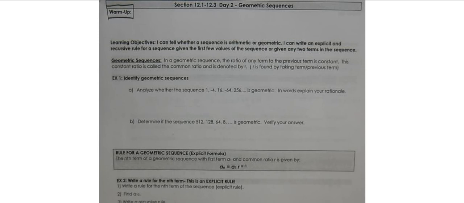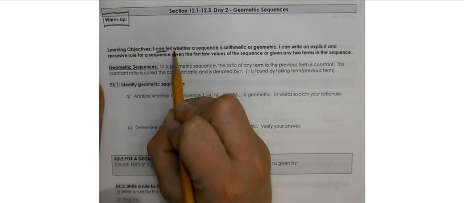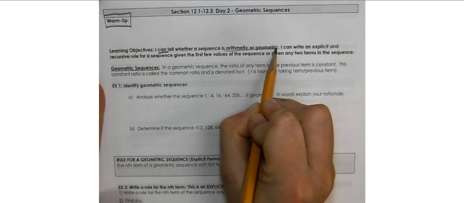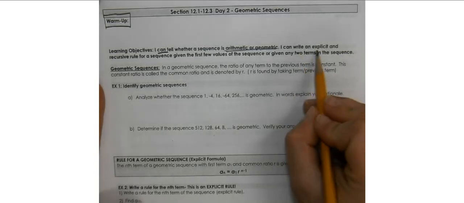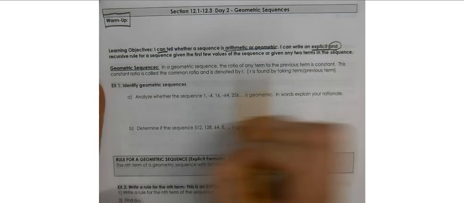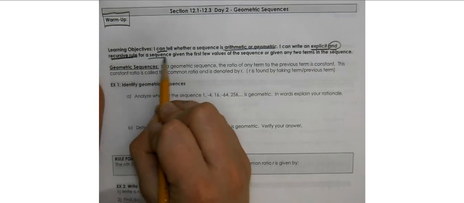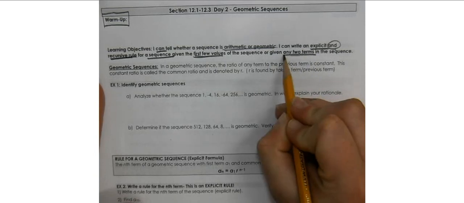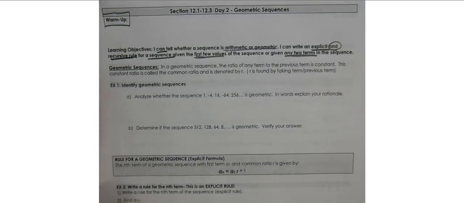Our learning objective is for you to be able to say, I can tell whether a sequence is considered arithmetic or geometric, and I can write an explicit and a recursive rule for a sequence given either the first few values of the sequence or given any two terms of that sequence. So let's talk about what a geometric sequence is.